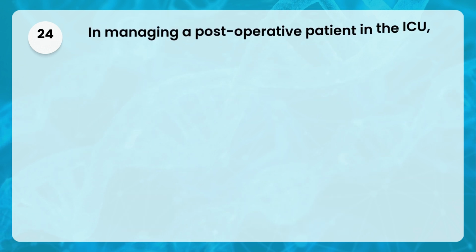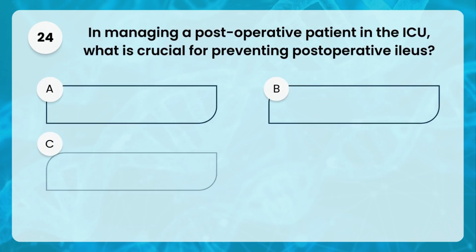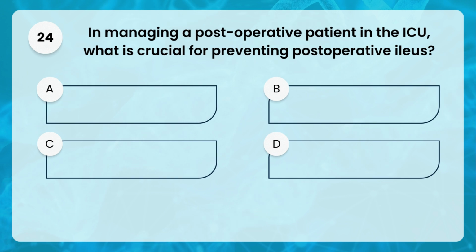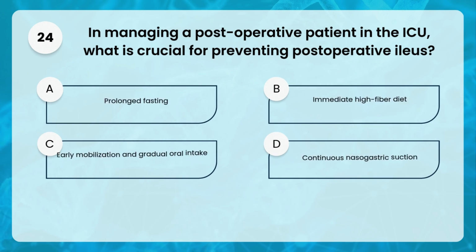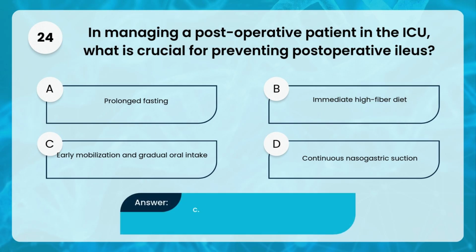Number 24. In managing a post-operative patient in the ICU, what is crucial for preventing post-operative ileus? A. Prolonged fasting. B. Immediate high-fiber diet. C. Early mobilization and gradual oral intake. Or D. Continuous nasogastric suction. The answer is C. Early mobilization and gradual oral intake.